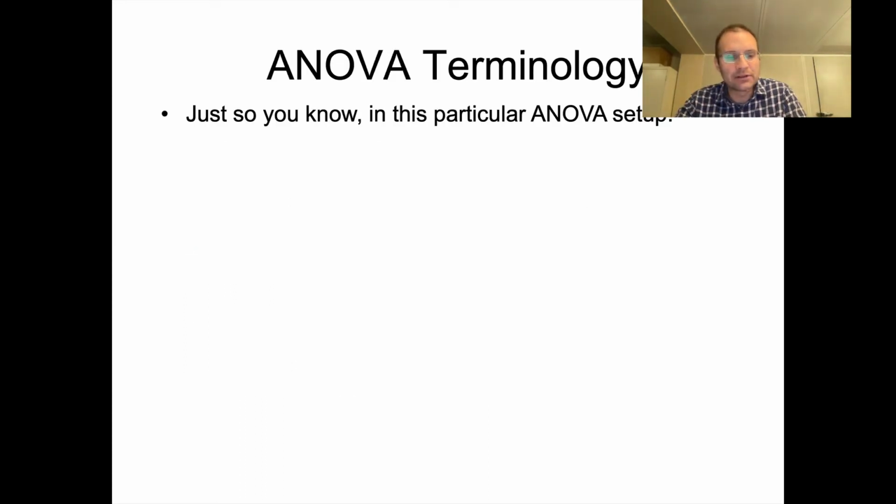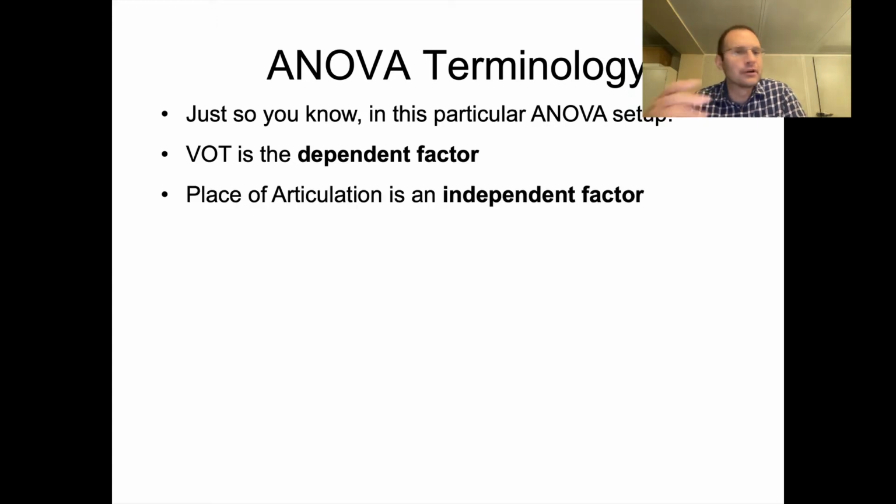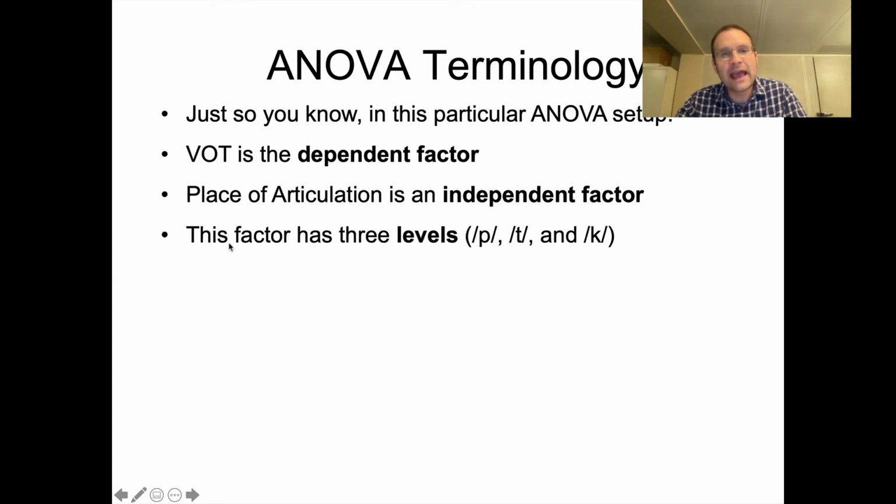This slide walks you through the terminology, which I've already walked you through, but we have VOT in this case being the dependent factor. We have place of articulation, or if you want, stop type, being the independent factor. So like I said, we're going to investigate how VOT may or may not depend on stop place of articulation. The factor that we're looking at has 3 different levels. So the levels are P, T, and K.